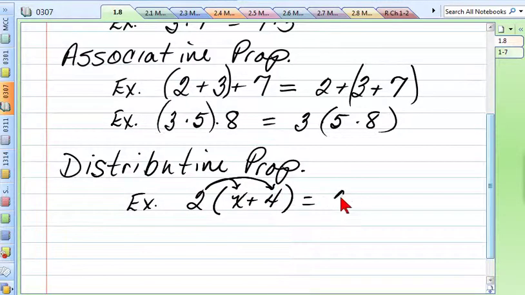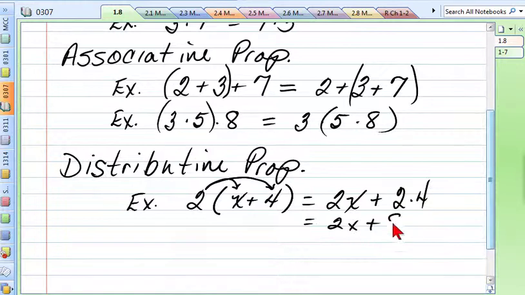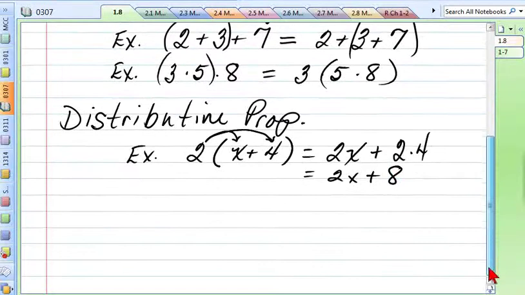2 times x is 2x, and 2 times 4. Now, I know that we would call that 2x plus 8, but I wanted it to be very clear that I was doing multiplication. Is the distributive property okay? What you'll need to be careful about with the distributive property will be negative signs. You want to watch out for those negative signs. Learn those rules, and they're on the pre-algebra sheet if you need to review them.